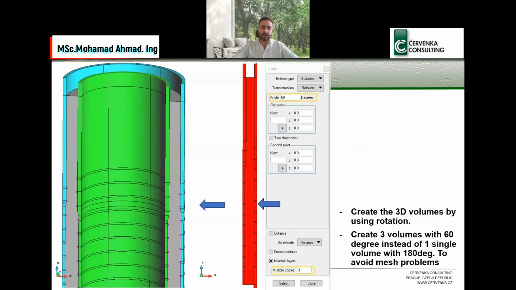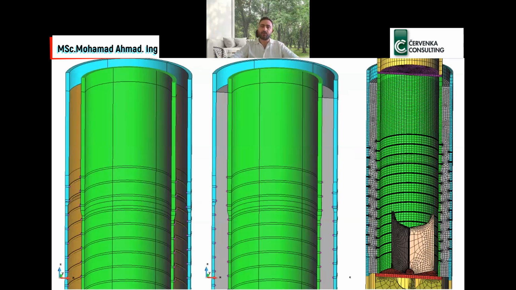After creating the volumes, I need to assign the mesh. So I assigned structured mesh and semi-structured mesh for these volumes, and then created the volumes to be sure that my mesh is okay. And as you can see here on the right, we have the final model without any problems.